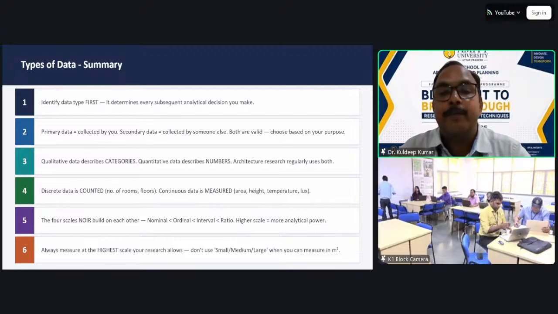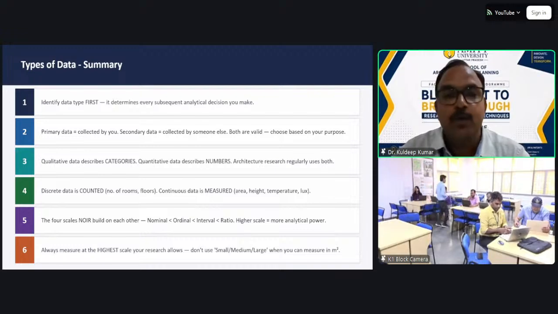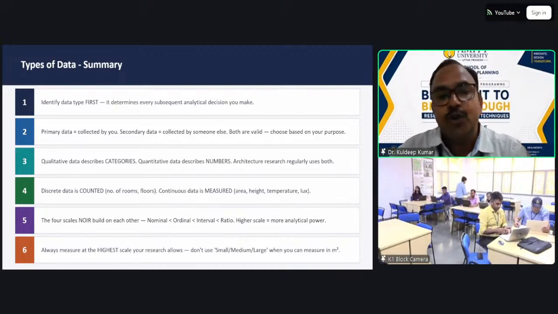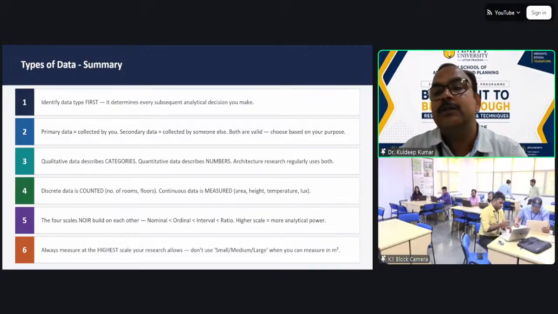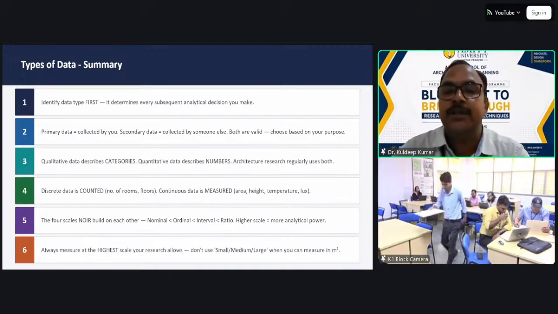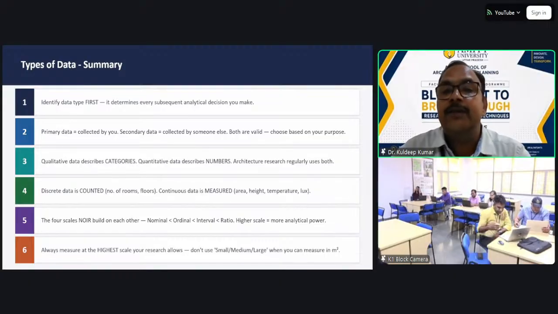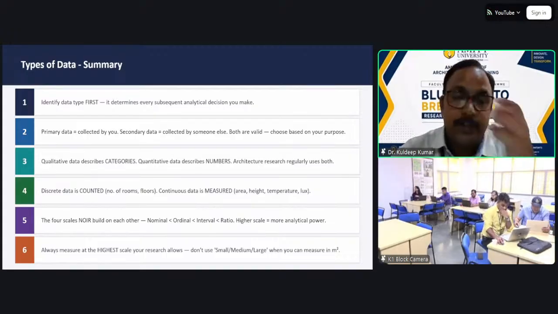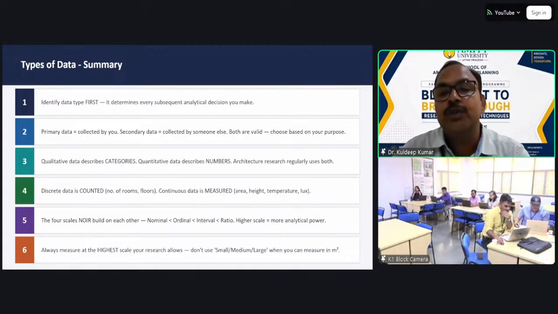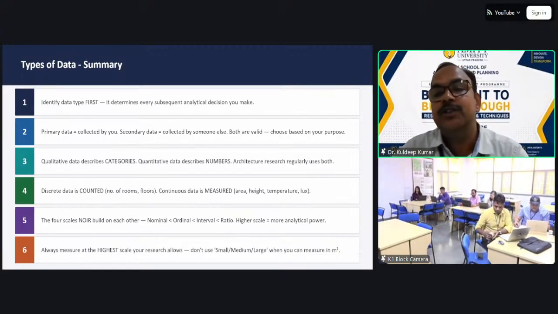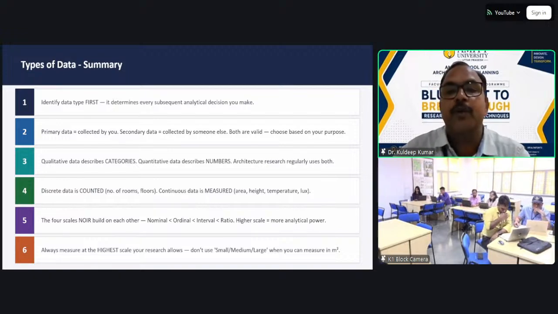Takeaway 2 is that primary data is collected by you, secondary data is collected by someone else, but both are valid and both are valuable. Your choice should depend on the research purpose, the timeline and the resources, and not on which is better in the abstract. Takeaway 3, qualitative data describes the categories, quantitative data describes the numbers. Architectural research uses both, and the strongest studies use them in combination to reinforce the findings.